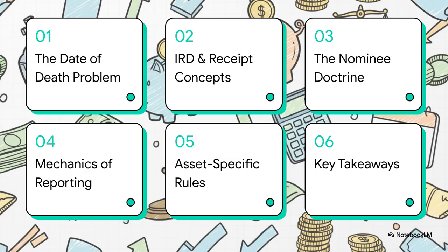All right, so here's our game plan. First, we're going to define the problem that the tax code itself creates. Then, we'll get into some key concepts you need to know, like IRD. After that, we'll get to the good stuff, the solution, the nominee doctrine, and the exact steps for reporting. We'll even cover some tricky rules for specific assets before we wrap it all up with the key takeaways.